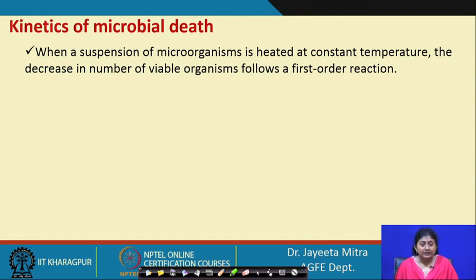Like we have seen, chemical reactions are generally categorized into zero order reaction or first order reaction and so on. Although the zero order reaction is not very common in food processing, and we get very few cases based on zero order kinetics, the first order kinetics is very common. Many nutrient degradations follow first order kinetics, and so does microbial destruction.